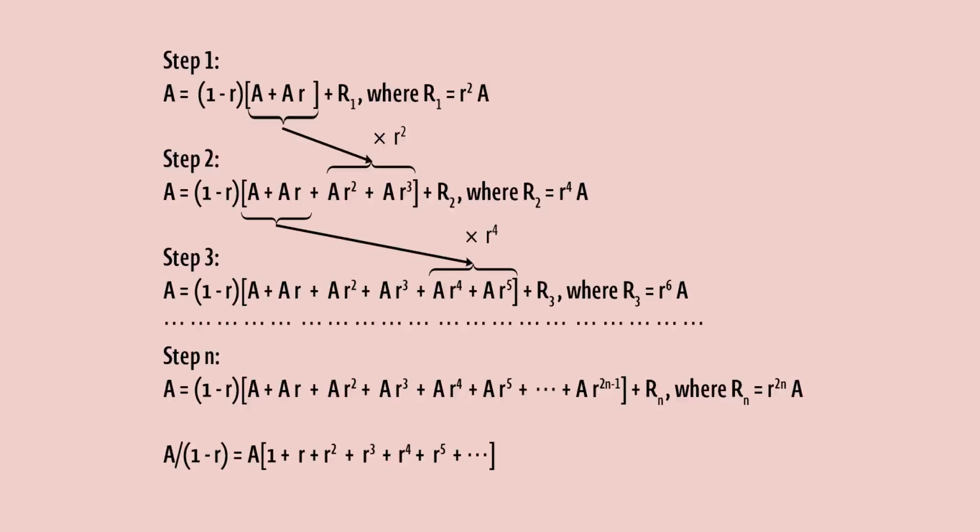Remember, at the beginning of a new iteration, the R of the previous iteration is the new area. After n steps, the remainder area is A times R squared to the power n. This tends to 0 as n approaches infinity.